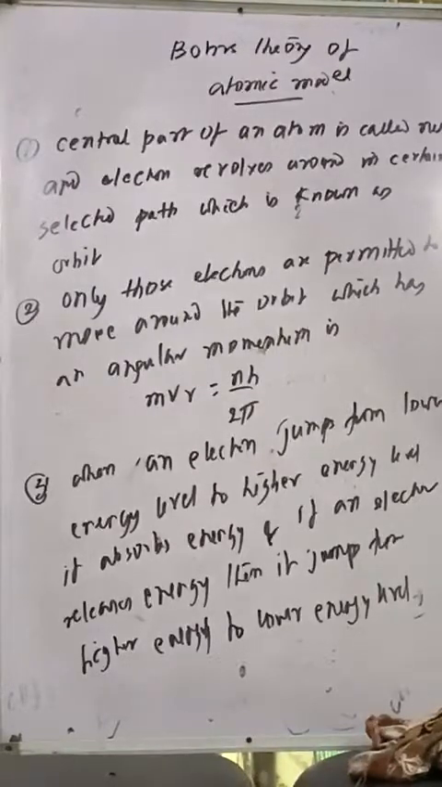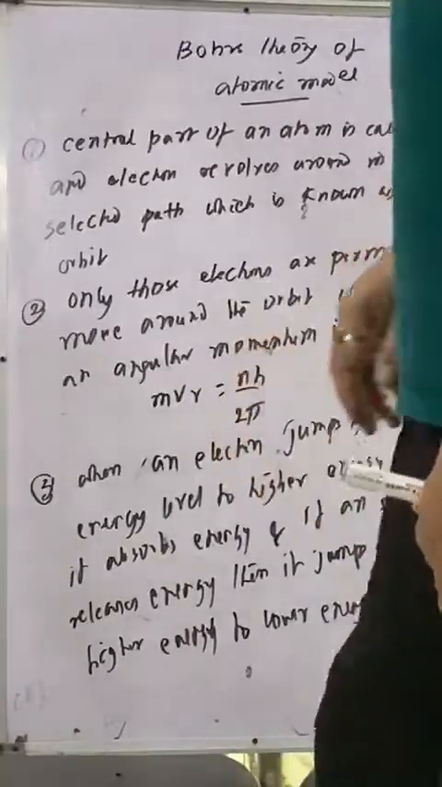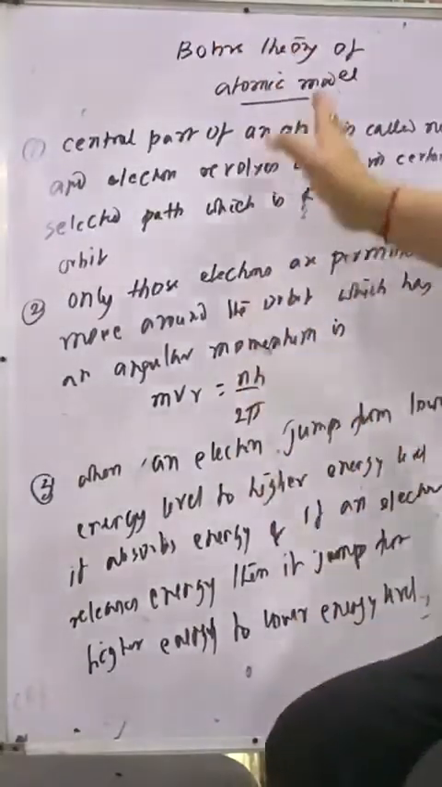Bohr's theory of the atomic model: I have written all the notes over here, and I'm just reading them out. See, the first point of Bohr's theory: there were lots of discrepancies in Rutherford's atomic model, which were overcome by Bohr.